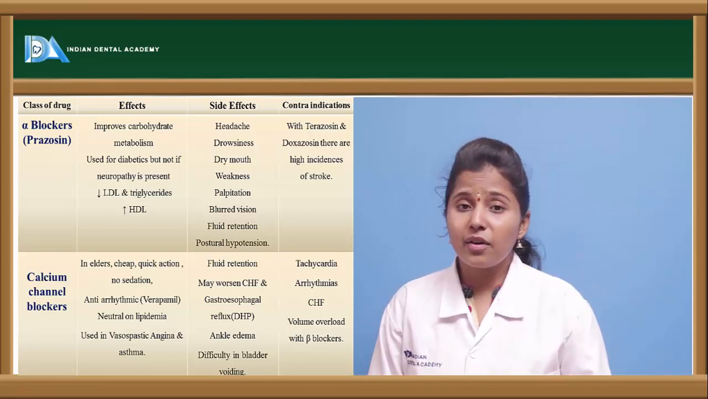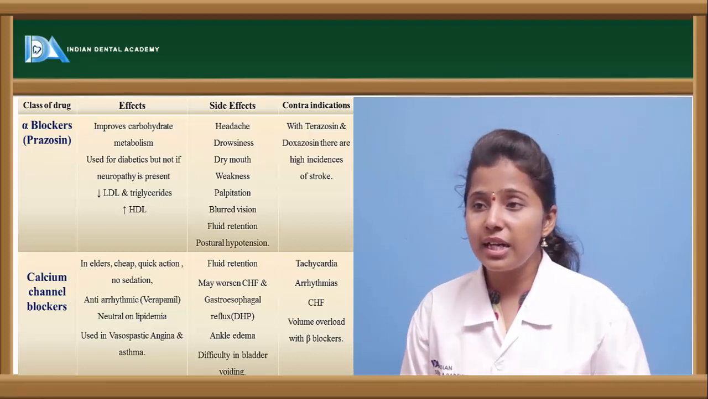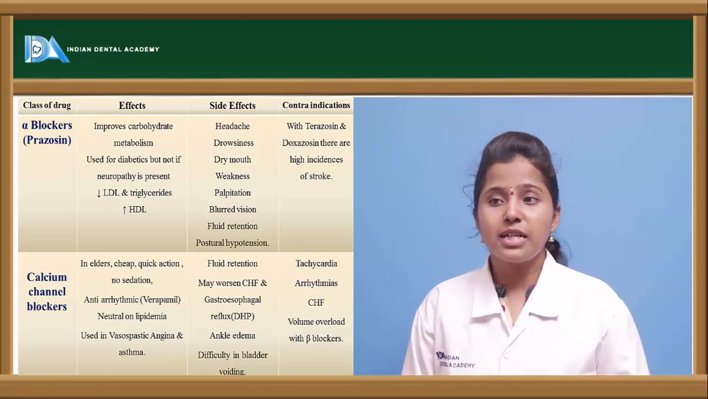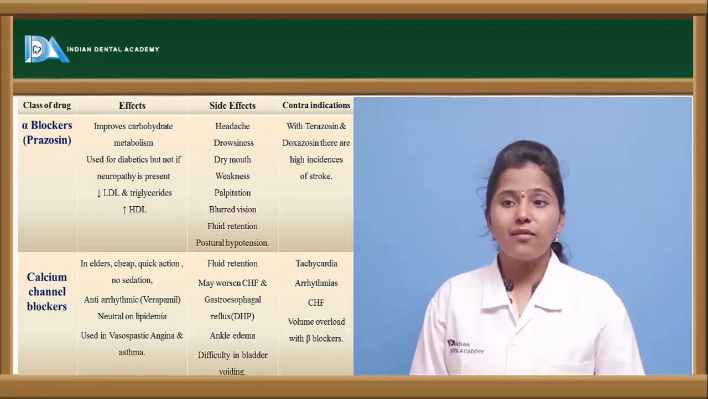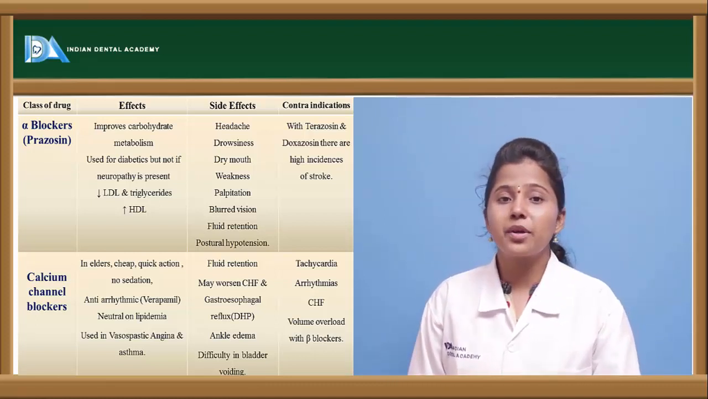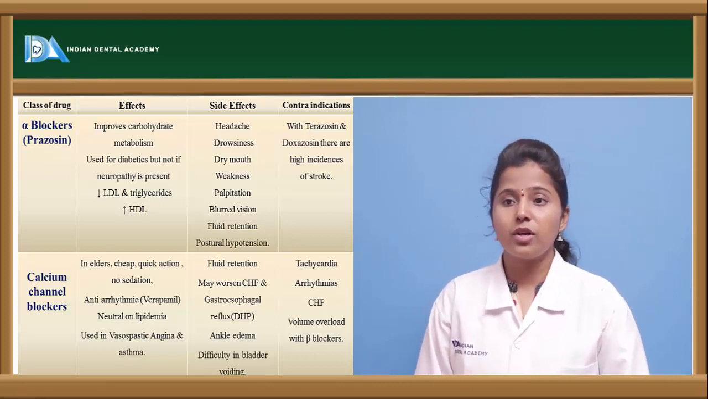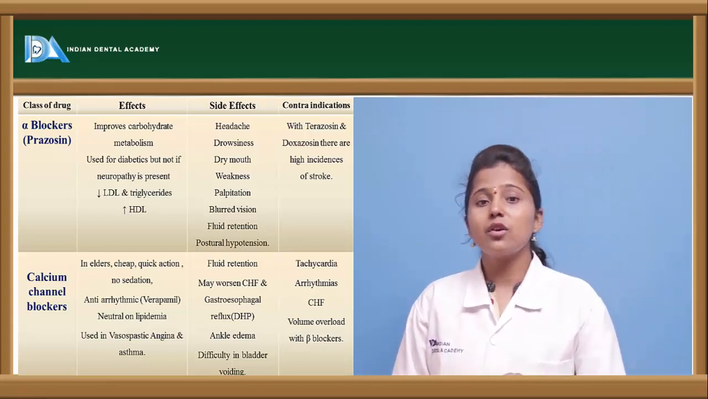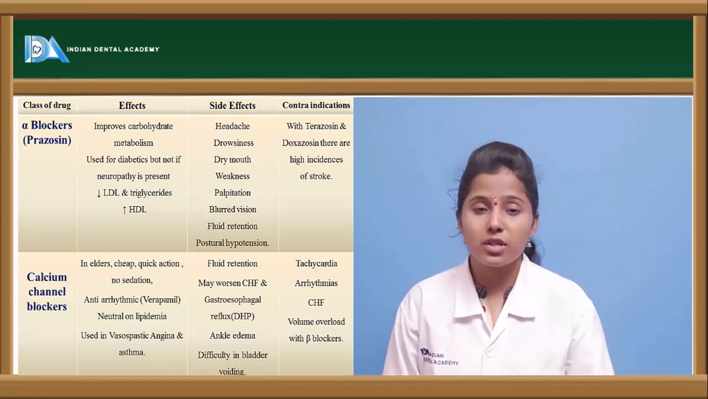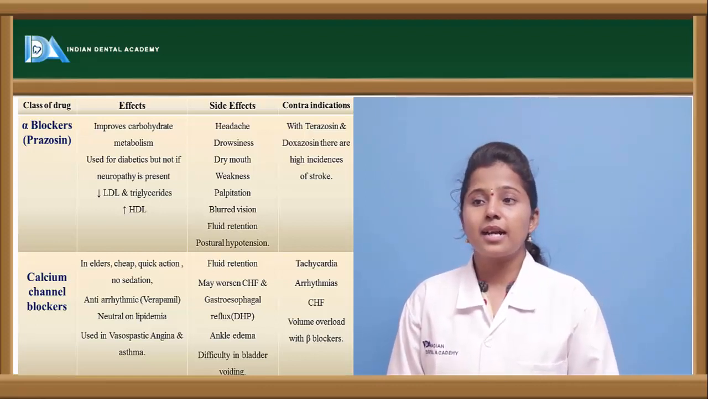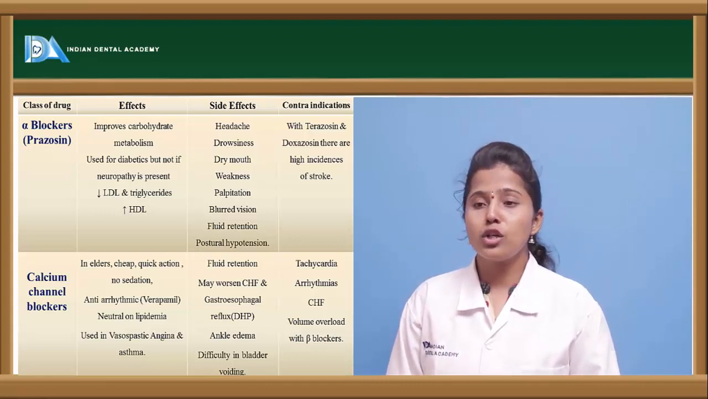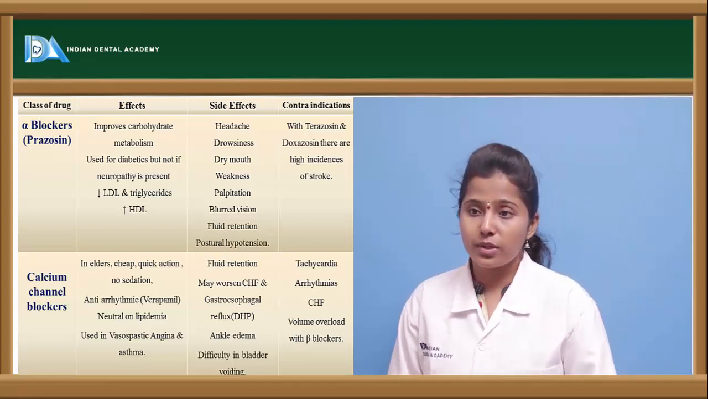And these alpha blocking drugs should be contraindicated in the case of terazosin and doxorubicin. When terazosin and doxorubicin are given, the alpha blocking drug prazosin should be contraindicated, because when prazosin is given in combination with terazosin and doxorubicin, adverse effects occur. And there are high incidences of stroke also when prazosin is given in combination with these drugs.